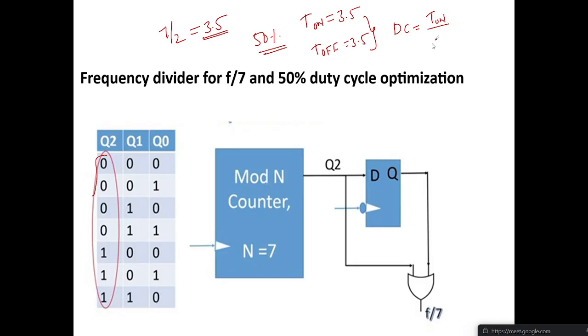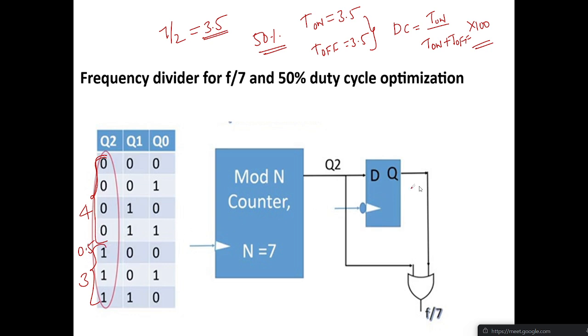T on by T on plus T off into 100. So we need to get a 50% duty cycle. Here, this is off for how many clock cycles? 4. And on for 3. So I need to alter it by how much? 0.5. You need to take out 0.5 from here.